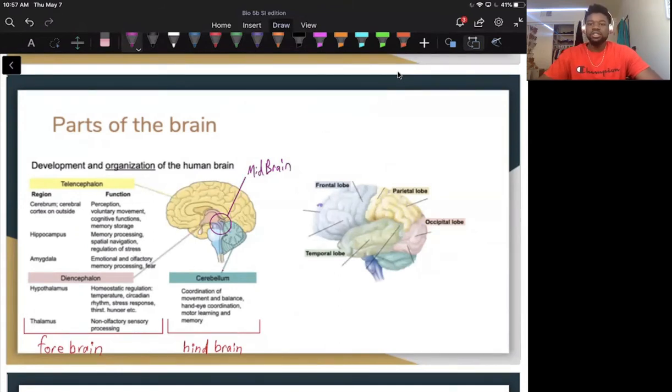Next, I'm going to go into the four major lobes of the cortex. So we have the frontal lobe, parietal lobe, occipital lobe, and temporal lobe. There was a lot of information that she went over in class about it that I'm not going to have the time to go through right now, but I'm going to give you a very shortened OG version of the major functions of each lobe.